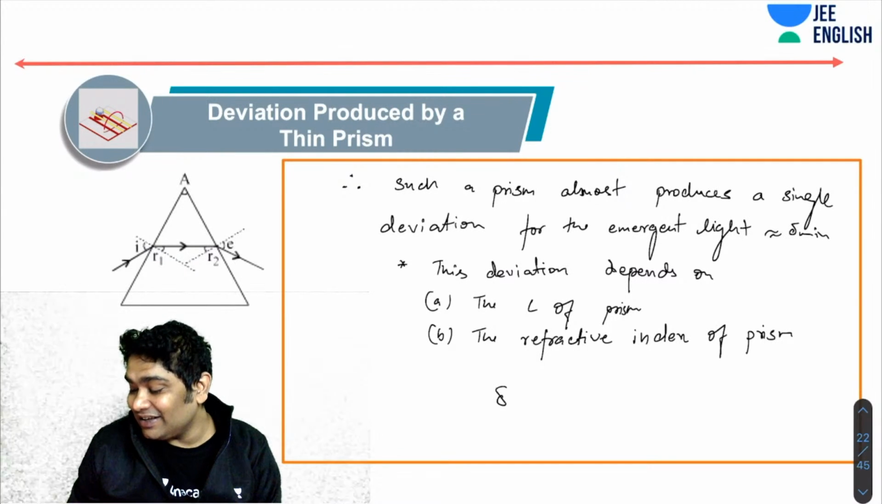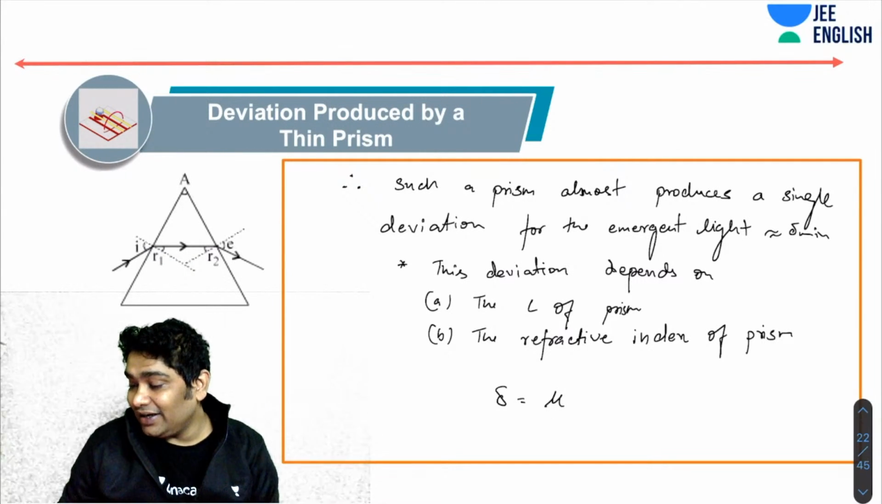And finally, this is our equation, delta equals A times mu minus 1. Very, very important.